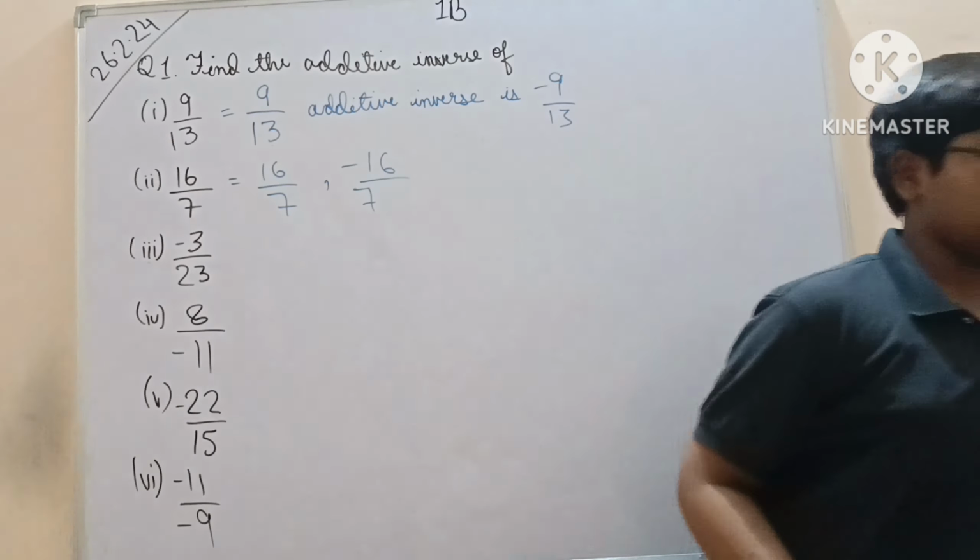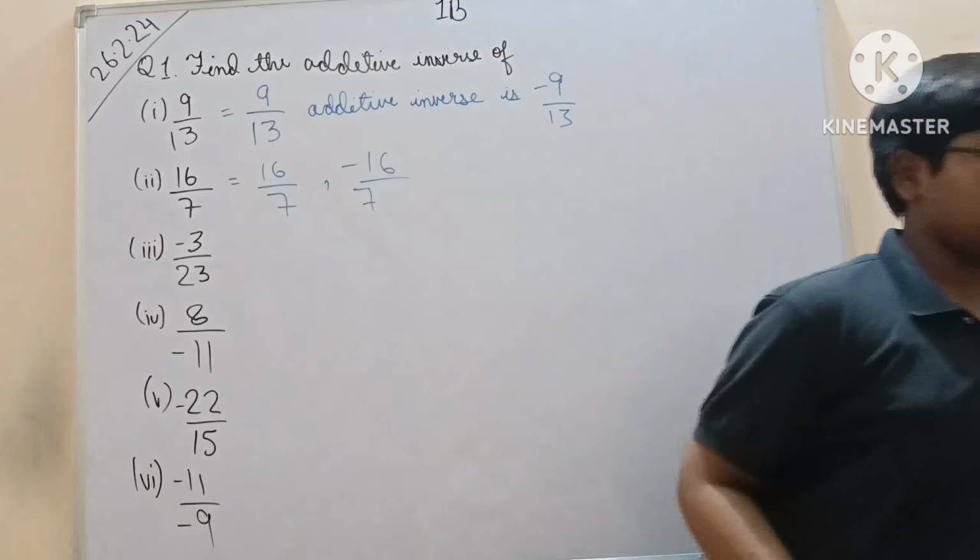In fourth, the additive inverse of 8 divided by 11. So now this minus sign will be transferred to the upper side, which will become minus 8 divided by 11, and like in this question, the minus will be removed in the additive inverse. Now this is the fifth. In the fifth one also we will be doing the same, which is removing the minus, and we will get the additive inverse of this rational number.